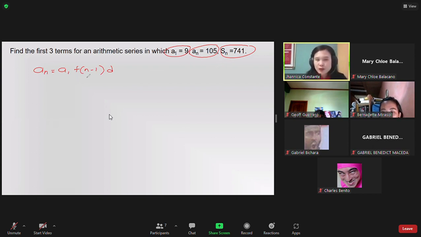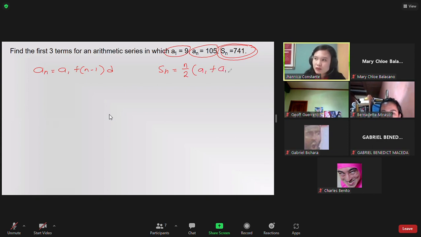Since we have this formula, we need to have the value for the n and d. But we don't know how many terms we have in our sequence. Am I correct? Hindi binanggit sa problem kung ilang terms ang meron tayo sa sequence. Since n and d are not given, and we have the value for the sum of our arithmetic sequence, we're going to use that formula to solve for the value of n.